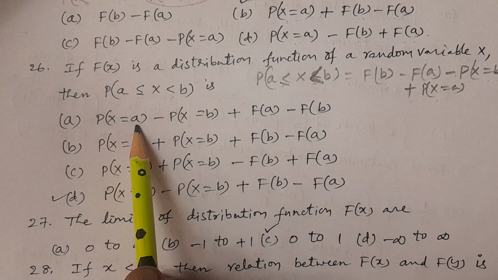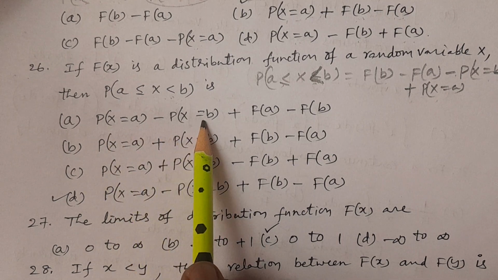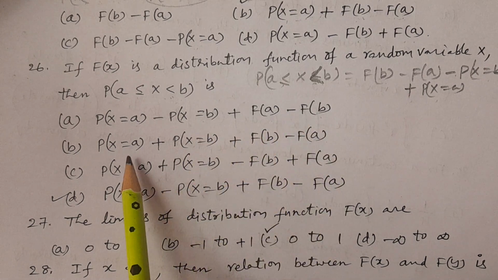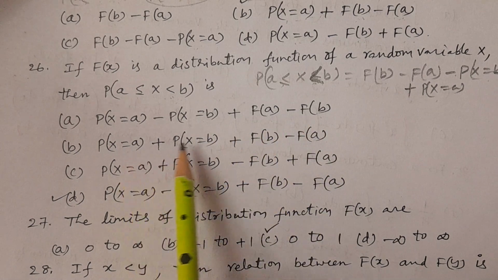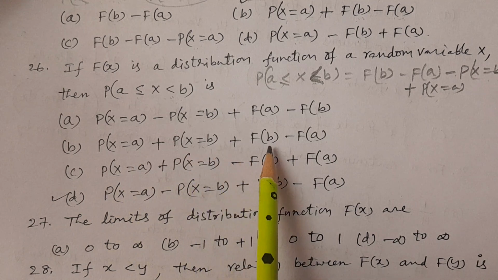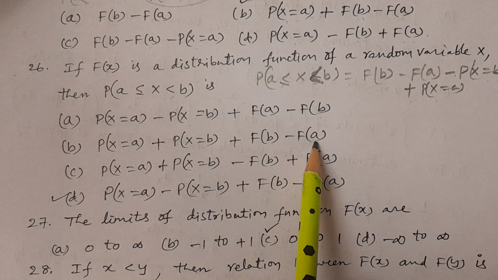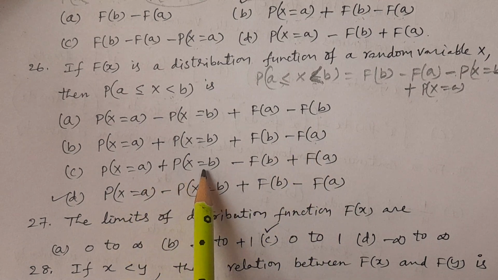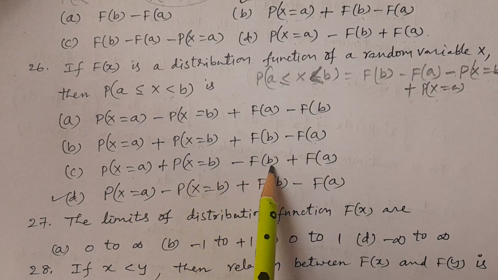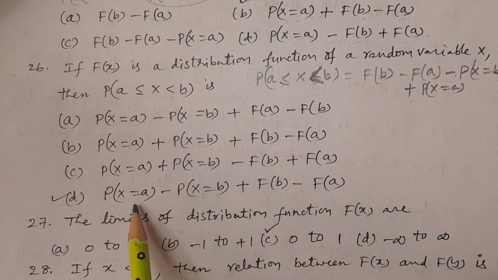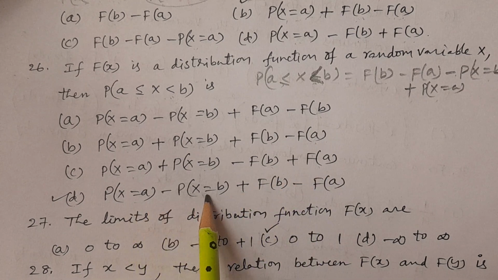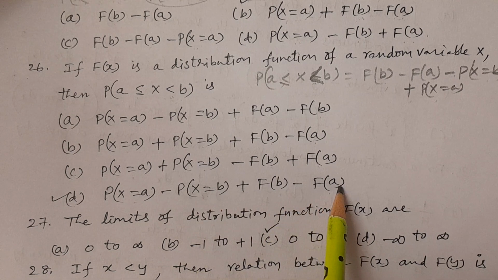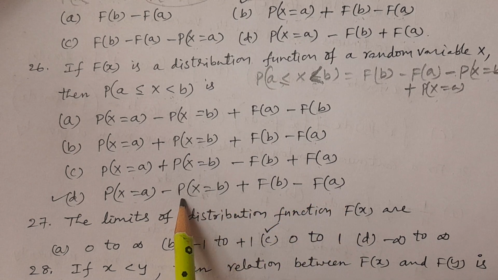These are the options here. A, probability of x equal to a minus probability of x equal to b plus f of a minus f of b. This is the wrong answer. Probability of x equal to a plus probability of x equal to b plus f of b minus f of a. This is also wrong. Probability of x equal to a plus probability of x equal to b minus f of b plus f of a. No. Probability of x equal to a minus probability of x equal to b plus f of b minus f of a. This is right. So the answer is option D.